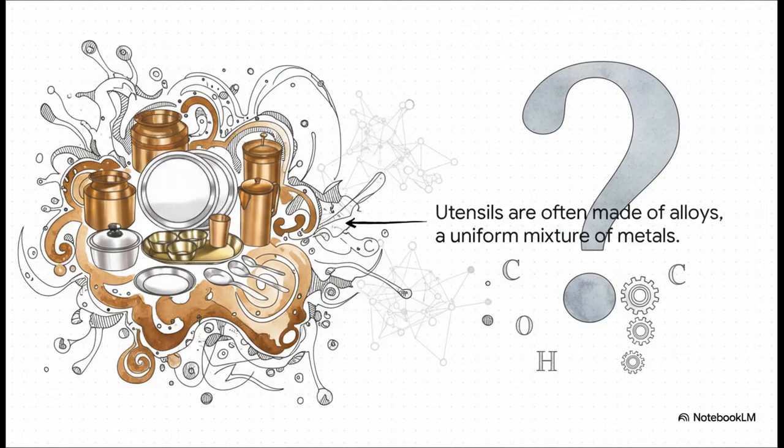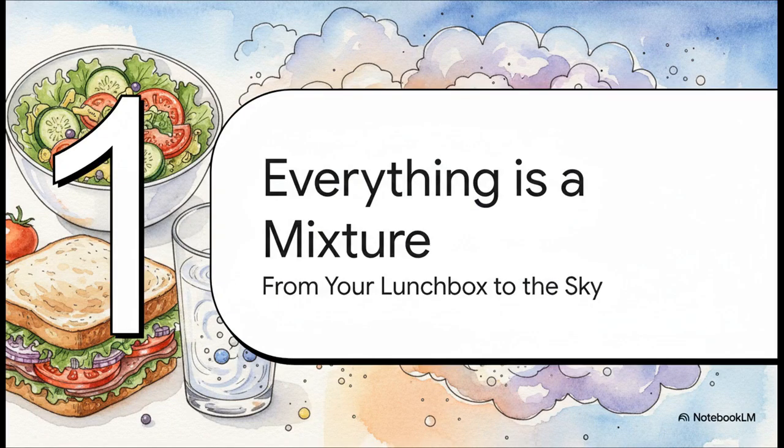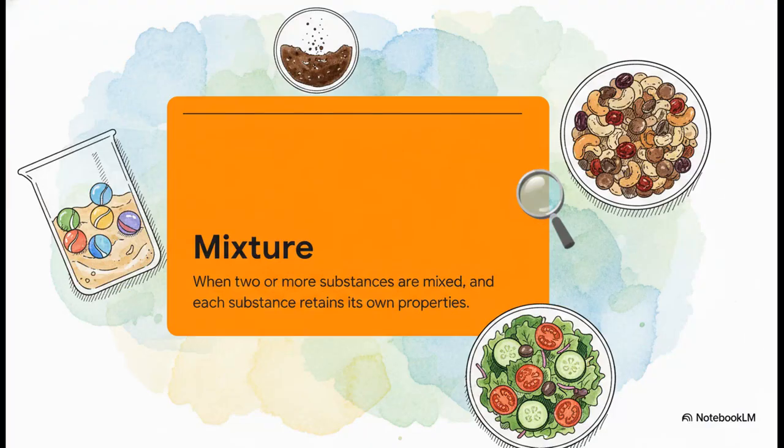So, have you figured it out yet? The answer is, they're all mixtures. It's that simple. From the obvious ingredients in your lunch to the perfectly blended metals in your cutlery, mixtures are absolutely everywhere. And that's exactly what we're going to explore. We're going to see how most things in our world aren't just one single pure substance, but are actually combinations of many different things. So what exactly is a mixture?